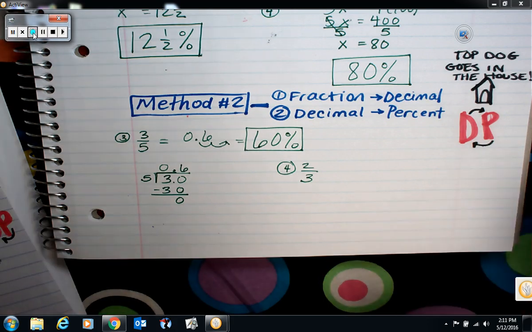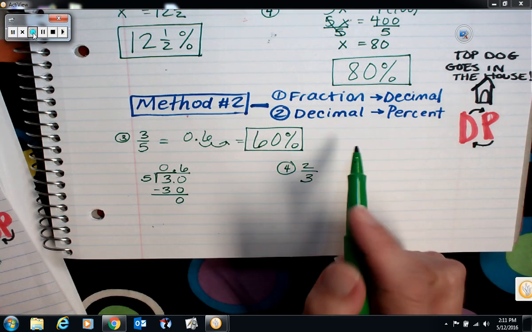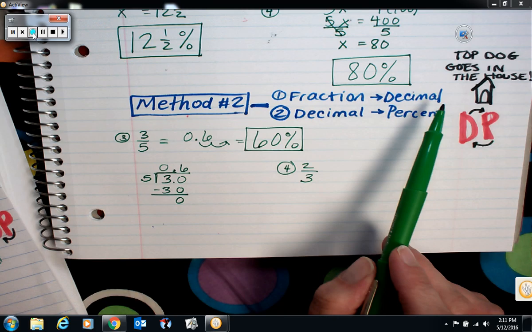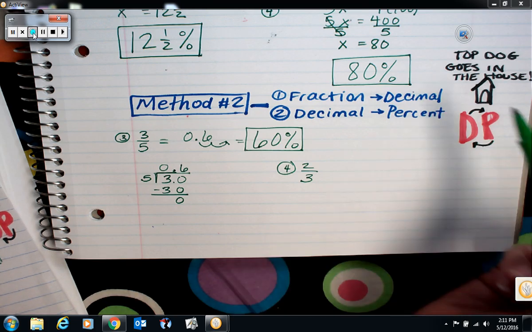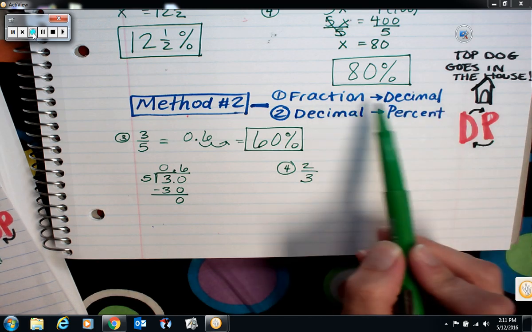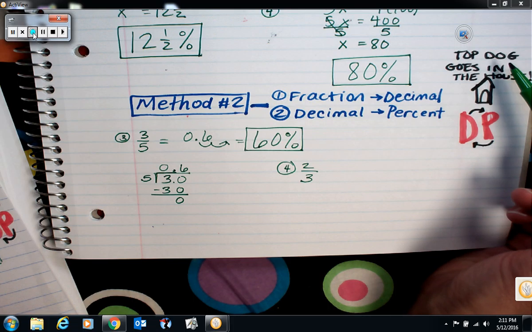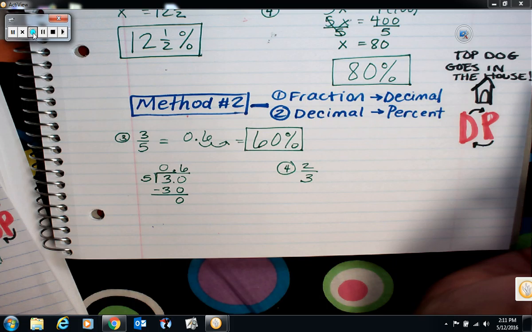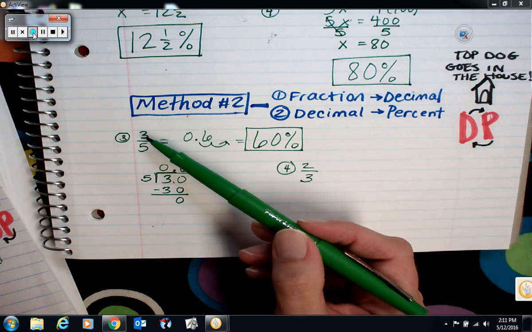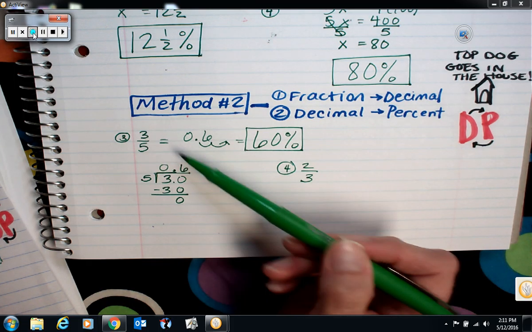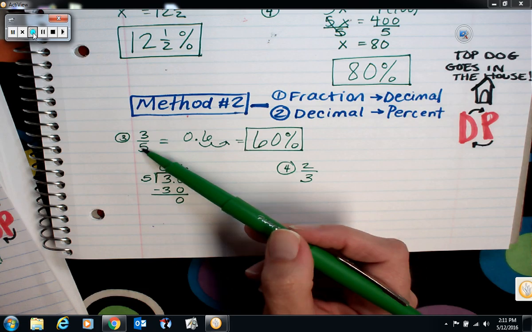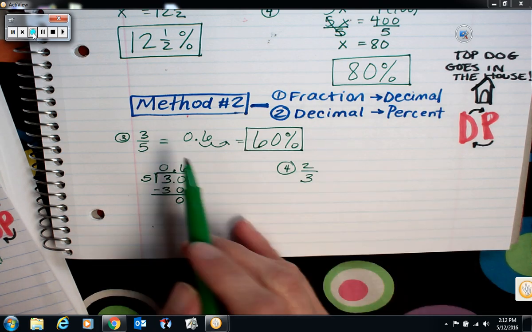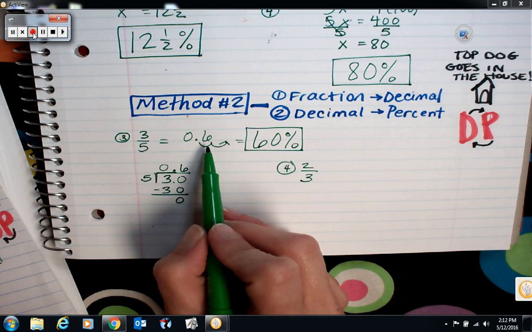Okay, so our second method is that we are going to change the fraction to a decimal, which we learned how to do earlier in the year. And to remind you, to change a fraction to a decimal, I can put the top dog in the house. So we drew a little dog house here to help us remember that when I'm dividing to change a fraction to a decimal, my numerator is my dividend and my denominator is the divisor. So 3 divided by 5. And then here I got 3/5 is equal to 6/10.